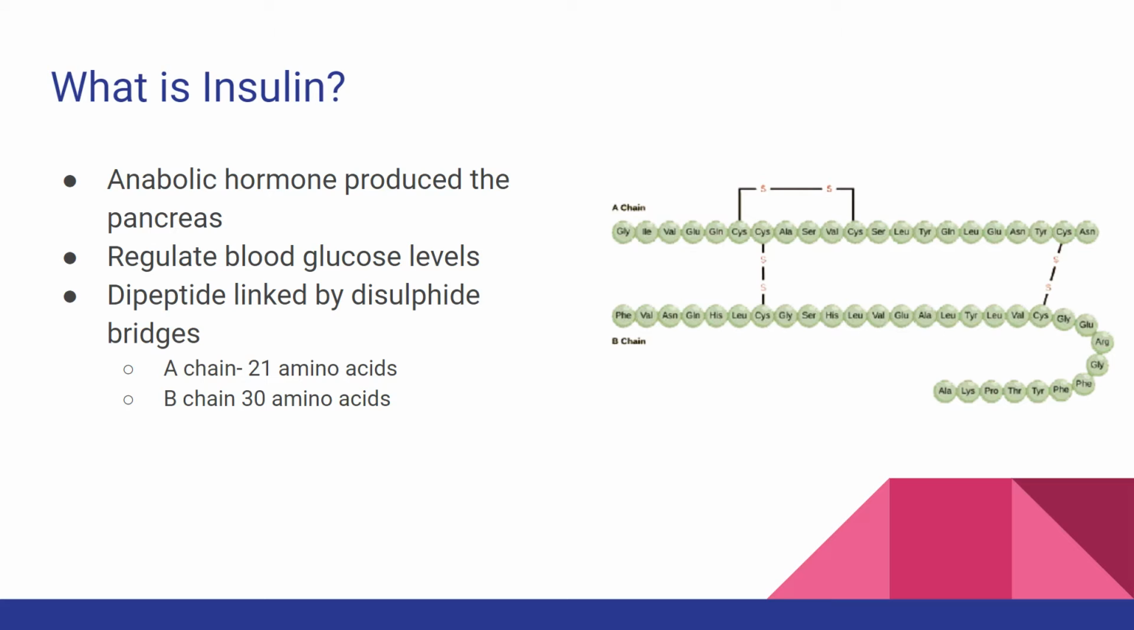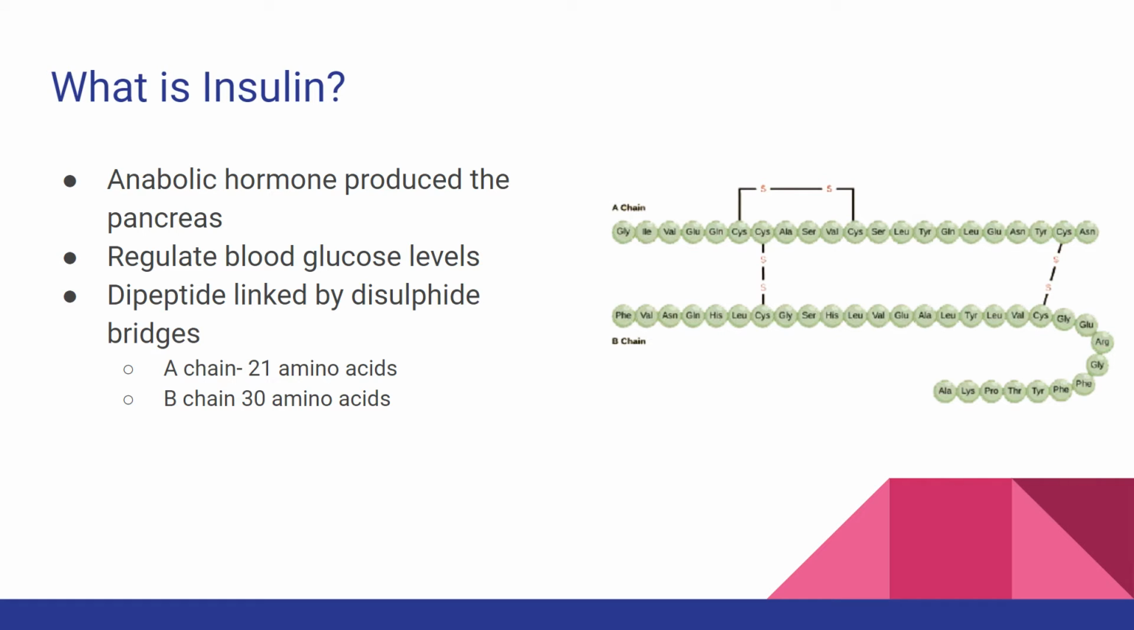Let's focus on recombinant DNA and pharmaceuticals real quick. So, what is insulin? Insulin is an anabolic hormone that is produced in the beta cells of the pancreas, whose function is to regulate blood glucose levels. When blood glucose levels rise, the beta cells in the pancreas release insulin, returning the blood glucose levels to normal.